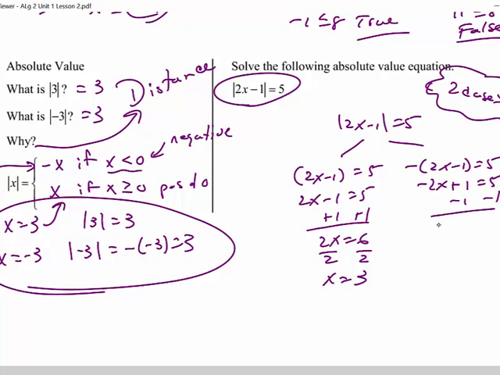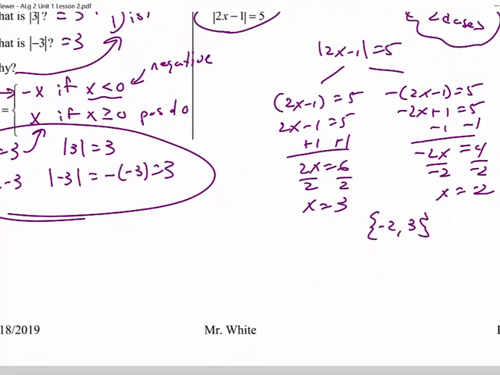Subtract 1 from both sides, negative 2x is equal to 4, divide by negative 2, x equals negative 2. So there are two answers. So my answers are negative 2 and 3. Notice I write them with the smallest one first.